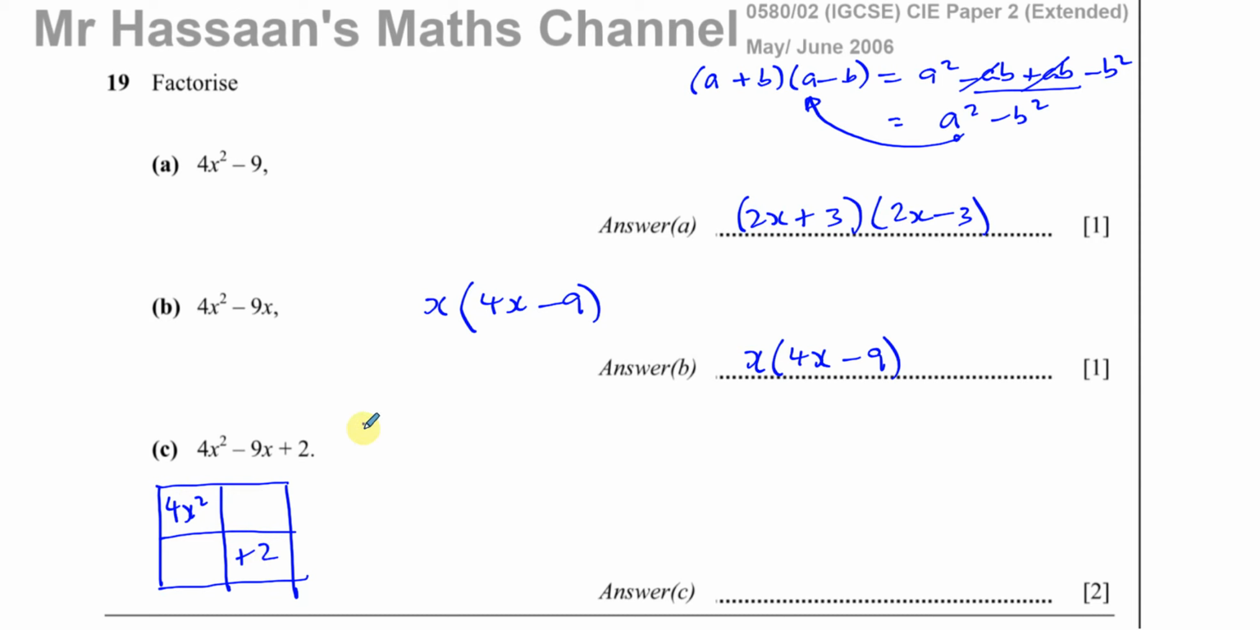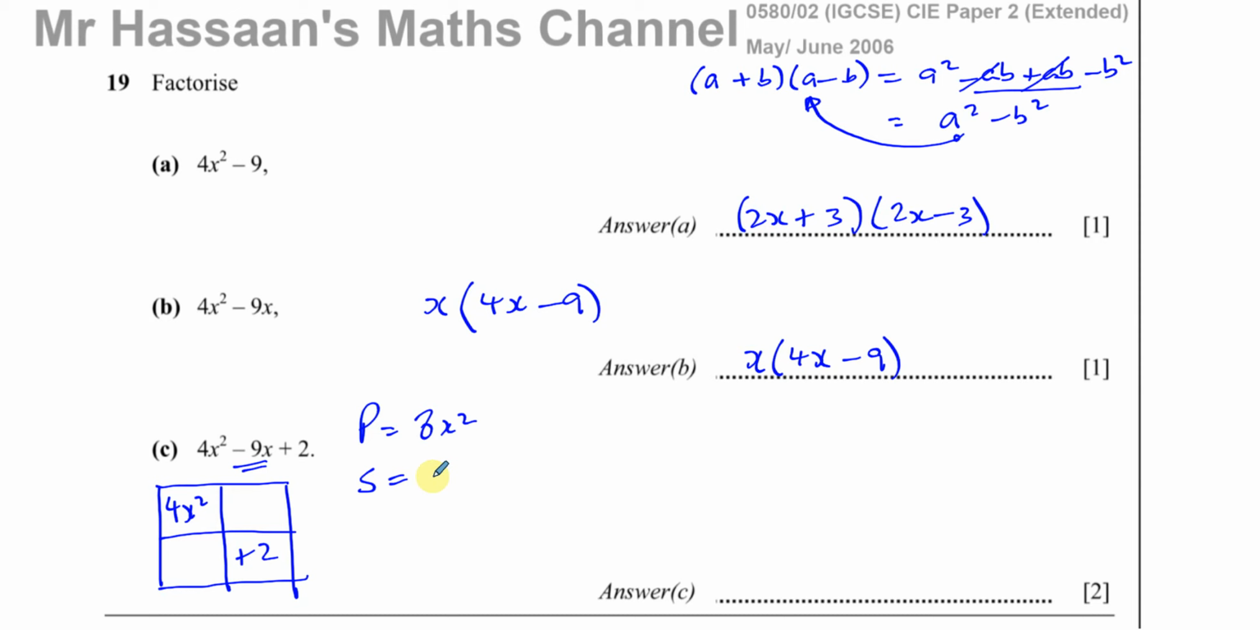Then we say to ourselves the product of these terms is going to be 4x squared times 2, which is 8x squared. So I know that the product of these terms must also be 8x squared. These terms multiply to give you 8x squared, but I also know that the sum of these terms must be negative 9x. So what numbers multiply to give a positive product and add to give a negative sum?